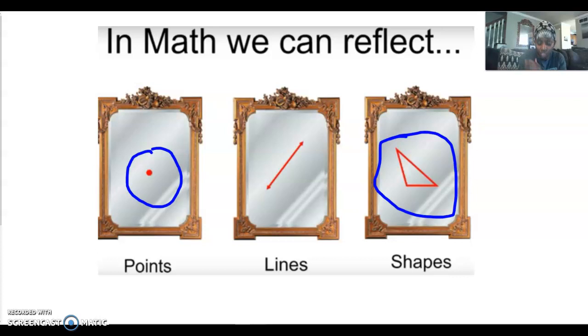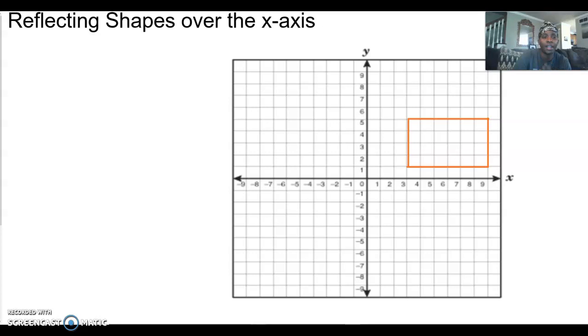We're going to continue discussing reflection in the coordinate plane. We've gone over reflection of points, reflection of shapes. We're going to continue that a little bit and touch on the lines as well in a coordinate plane. So what I want to cover today is reflection that occurs over the x-axis. Yesterday we talked about reflections that occur over the y-axis. Today we're going to move right in and talk about how we reflect a shape over the x-axis.